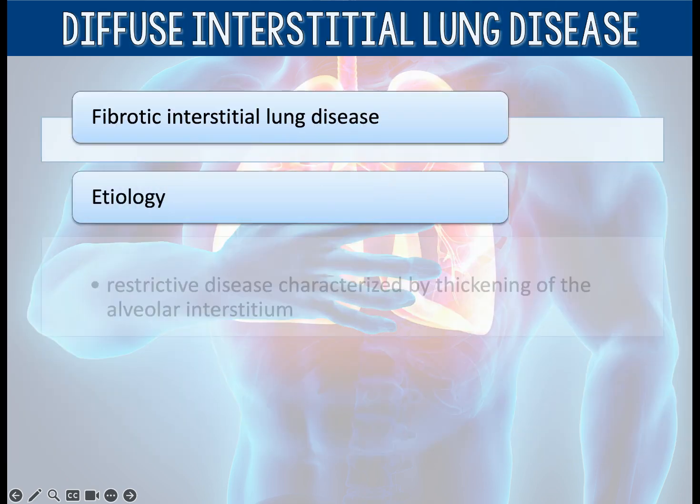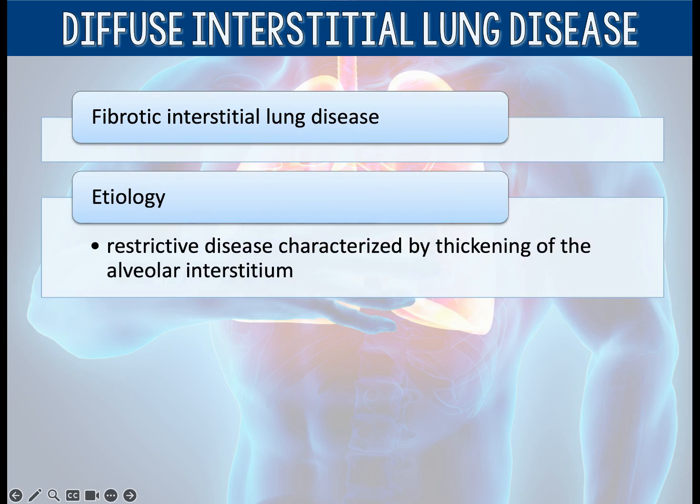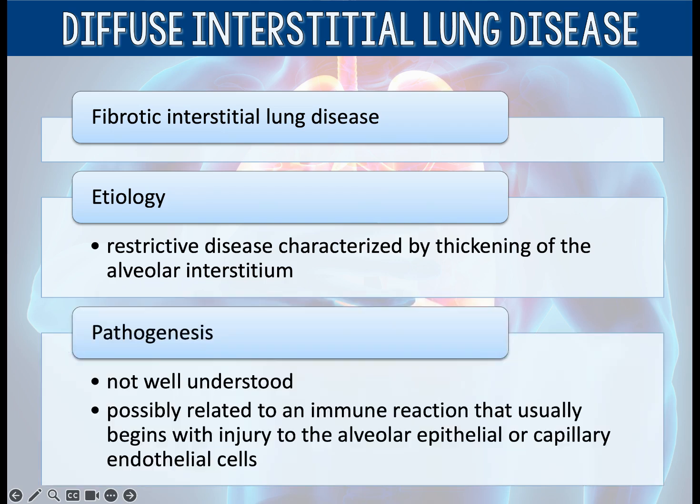Fibrotic interstitial lung disease, like we said, is a restrictive disease characterized by thickening of the alveolar interstitium. It's restrictive because fibrosis, like we said, is thickened and scarred, so it doesn't have very good lung compliance. How does this happen exactly? It's not very well understood. They think that it might be some kind of immune reaction that usually begins with some sort of injury to the alveolar epithelial or capillary endothelial cells.